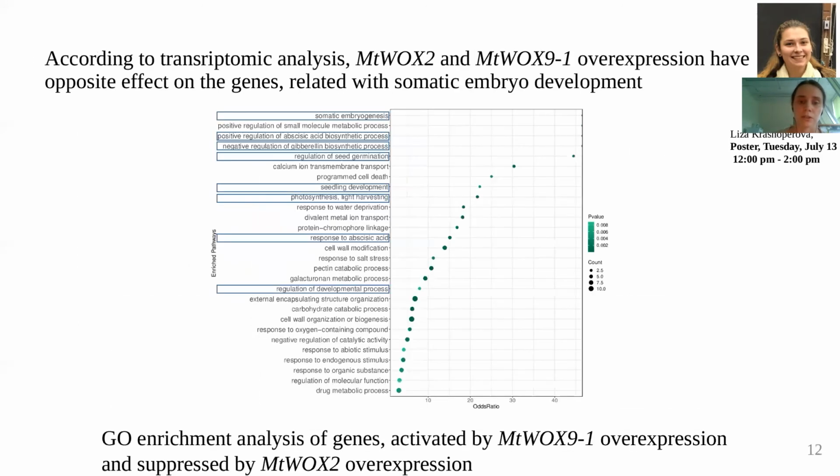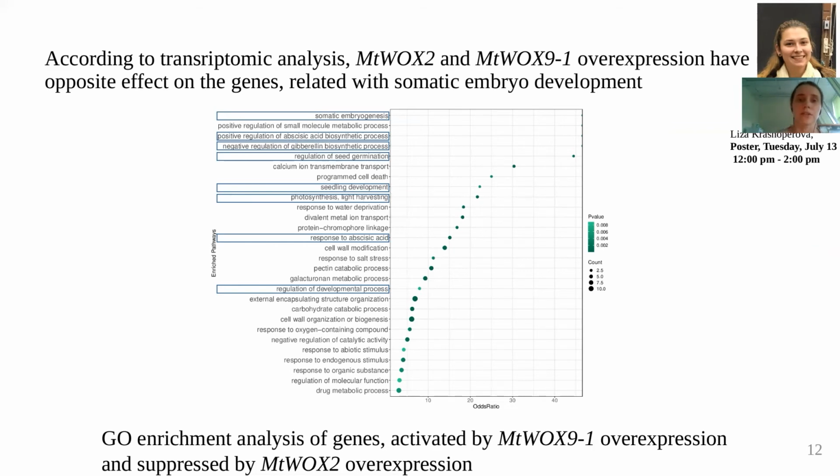So we performed gene ontology enrichment analysis of these genes activated by VOX91 expression and suppressed by VOX2 overexpression, and found a lot of pathways related to somatic embryogenesis. As you can see here, this is the somatic embryogenesis pathway, regulation of abscisic acid, gibberellic, and gibberellin biosynthetic process, and also regulation of seed germination, seedling development, photosynthesis, and so on.